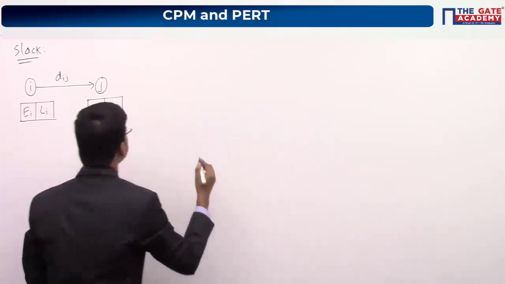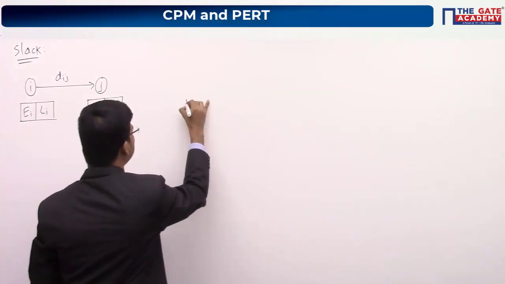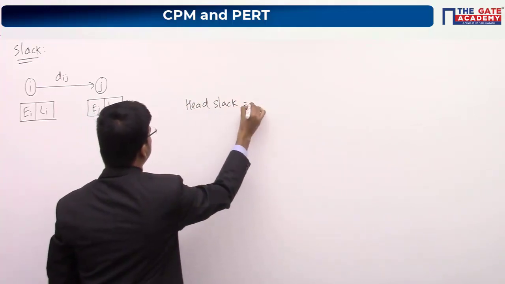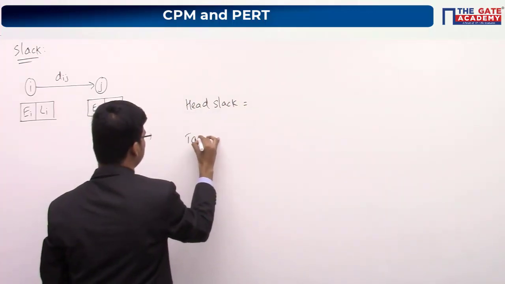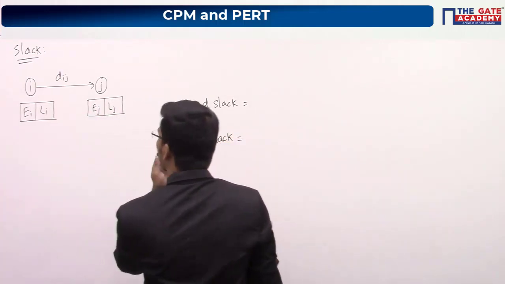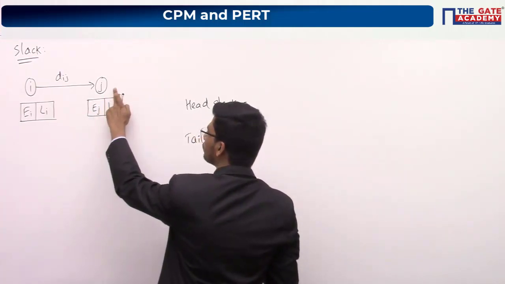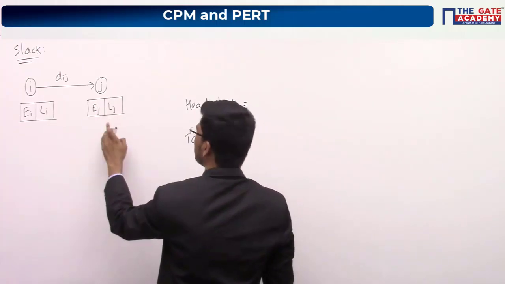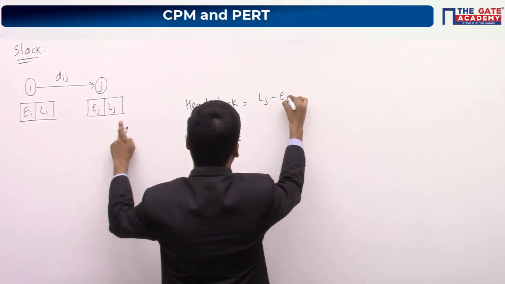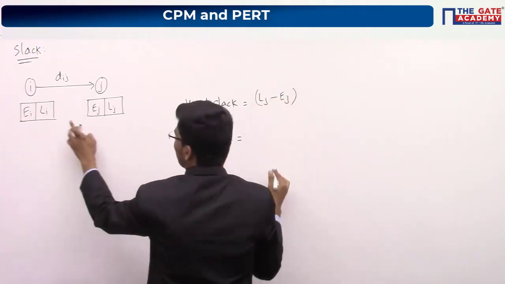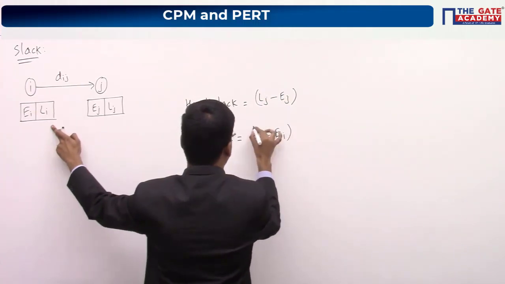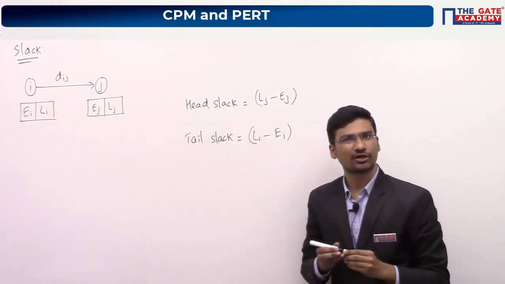So we are having two types of slacks. One is head slack and the other one is tail slack. So head slack, what is this? This is your head node or head event. Head slack will be Lj minus Ej, and tail slack will be Li minus Ei. So please copy these two also.